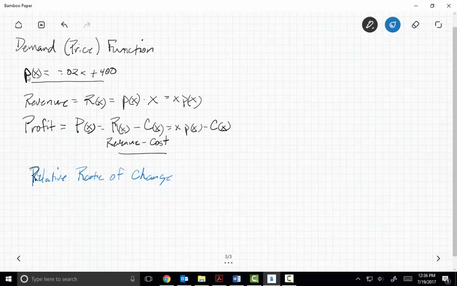All right, and the way that we write this is super simple. If we're talking about just a simple function, we know that f prime of x is the instantaneous rate of change, right? It's the derivative, it's the slope of the tangent line, blah, blah, blah.